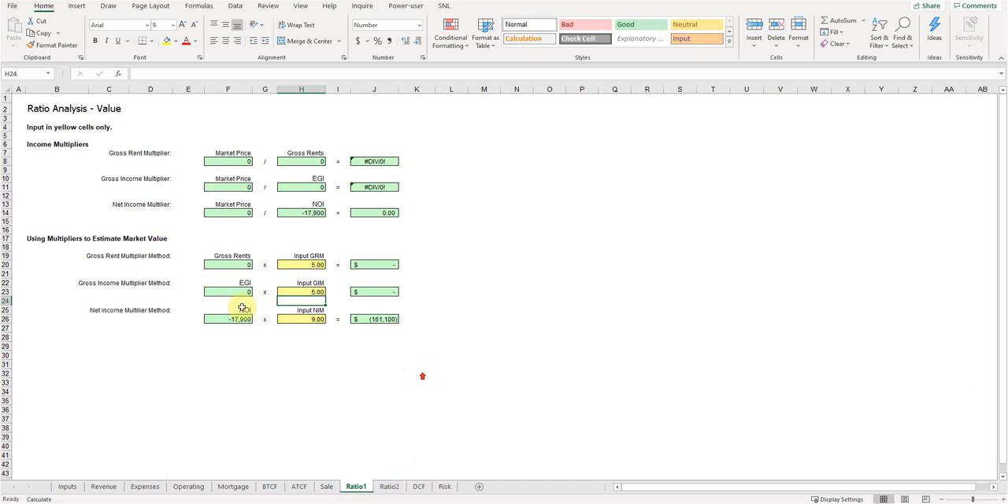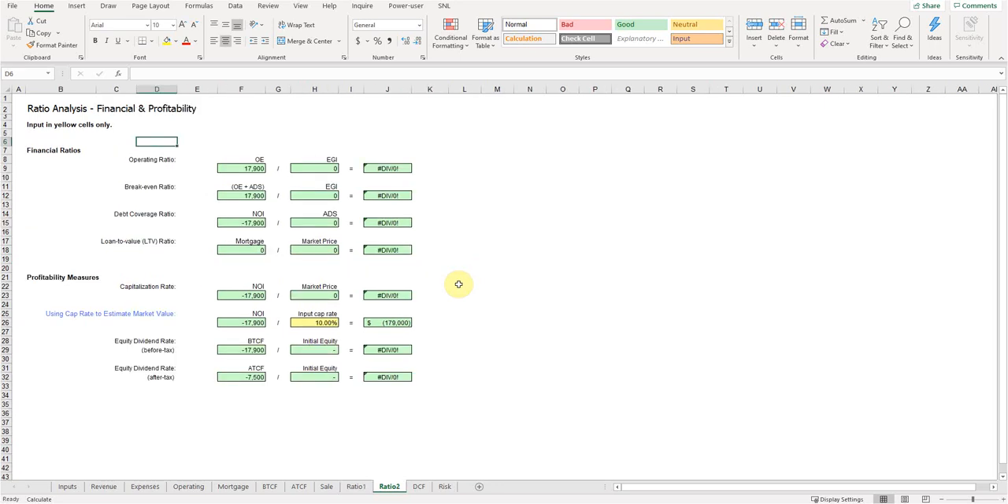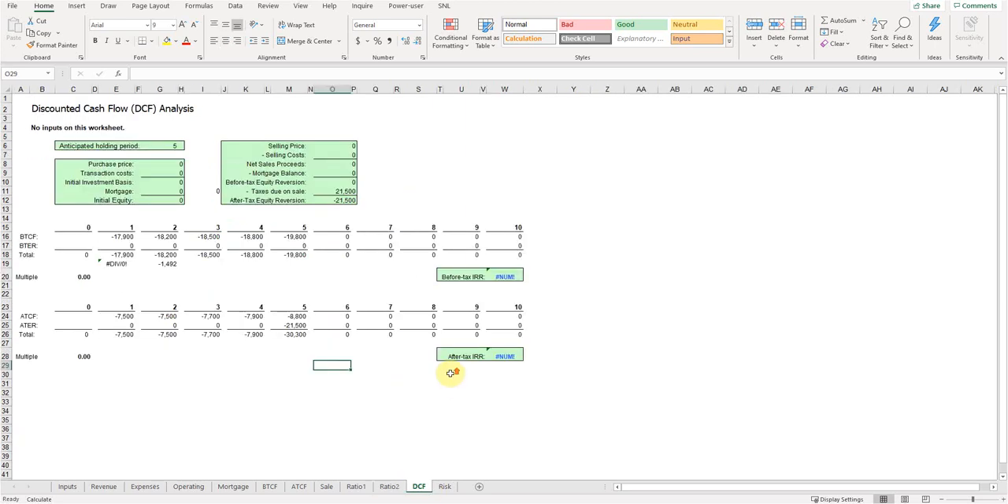Ratios, I don't use these too much. You can use gross rent multipliers to try to come up with an estimated market value. This is good for bidding into properties and trying to come up with a rough range of value. Same here. This is more of financial ratios as well as profitability metrics that will help you ultimately determine how good of a piece of property you're getting for the best bang for your buck.